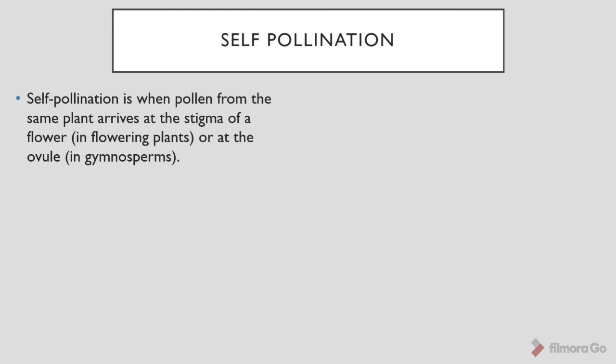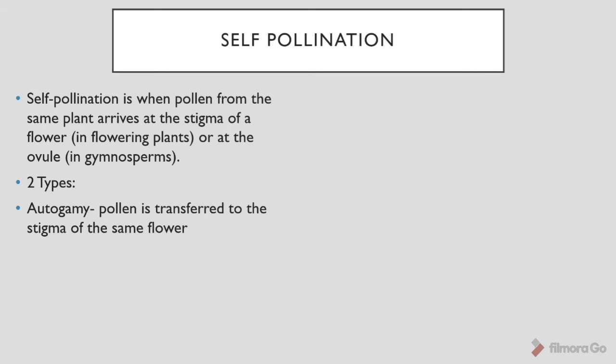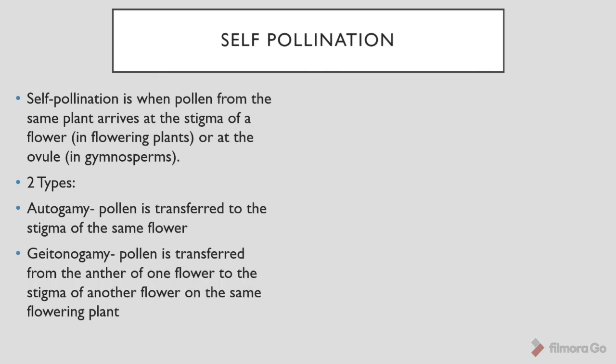Self-pollination is when pollen from the same plant arrives at the stigma of a flower or at the ovule. There are two types of self-pollination. First is autogamy. Autogamy occurs when pollen is transferred to the stigma of the same flower. Second, geitonogamy. Pollen is transferred from the anther of one flower to the stigma of another flower on the same flowering plant.